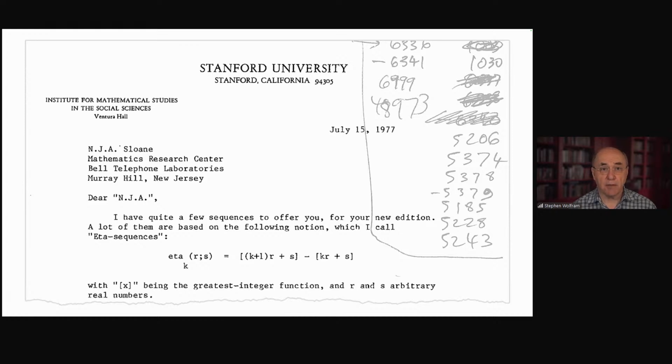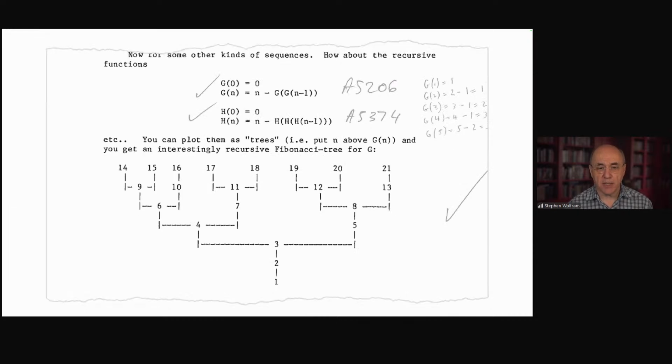As suggested by the accumulation of sequence ID notations that are written on the right in the letter, Doug's eta sequences had actually been studied in number theory before. In fact, since at least the 1920s, they're now usually called beta sequences. But the letter went on, now introducing some related sequences that had nestedly recursive definitions.